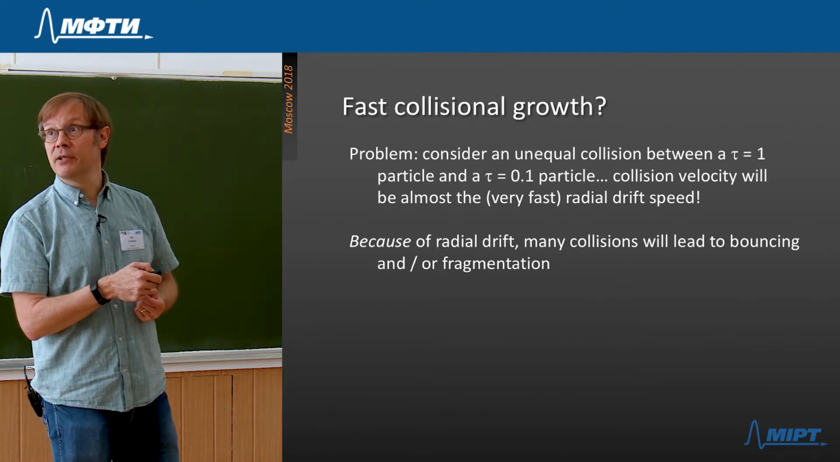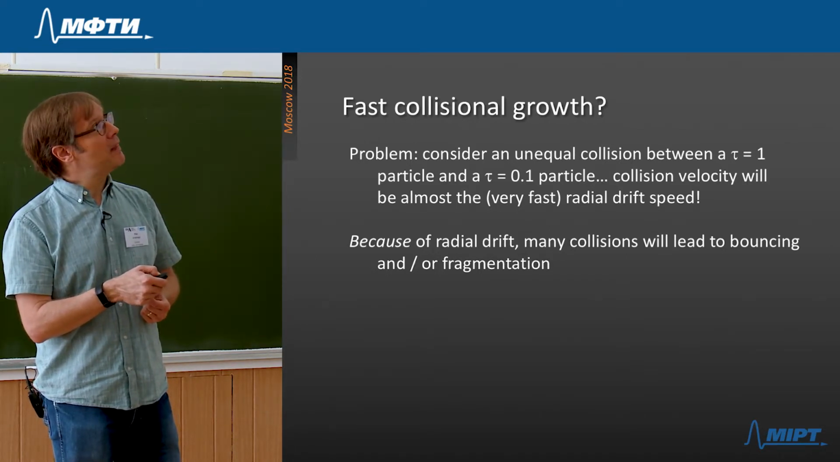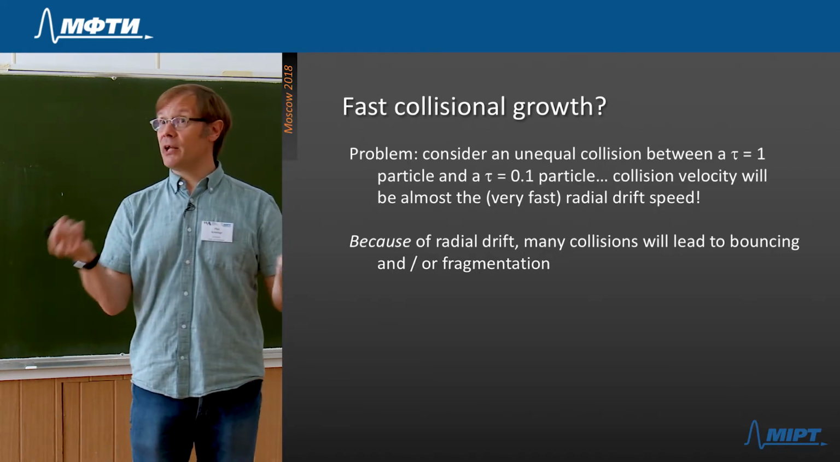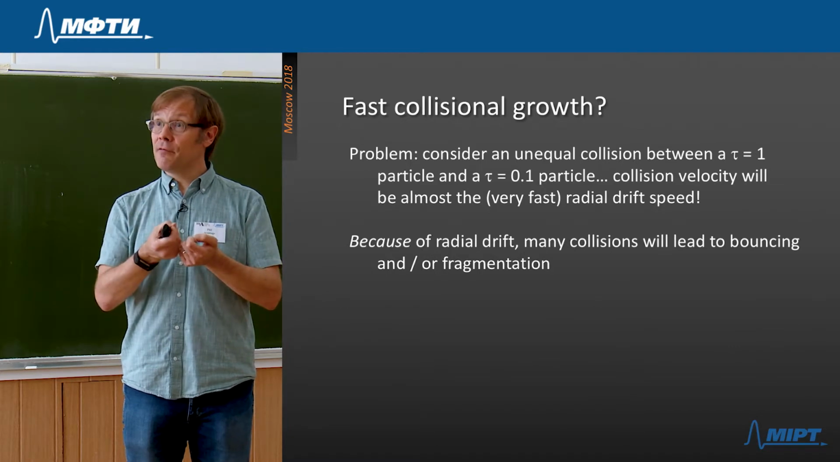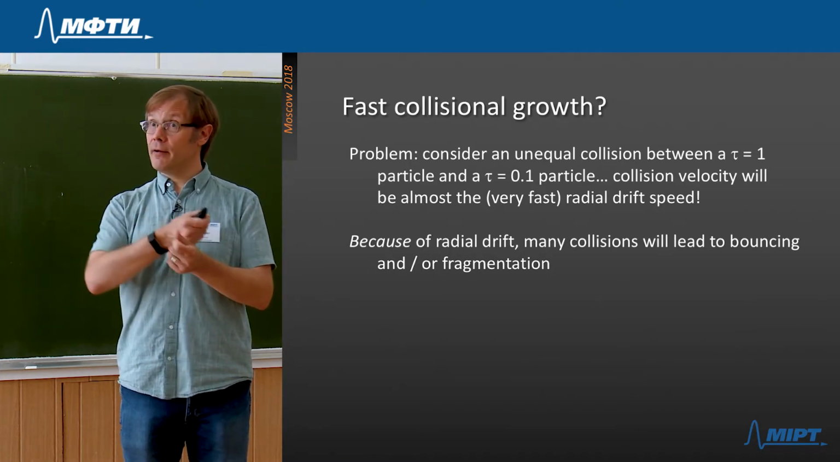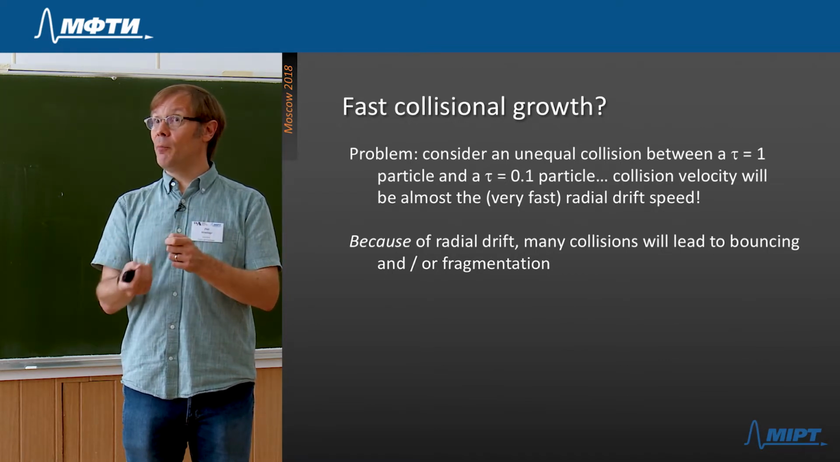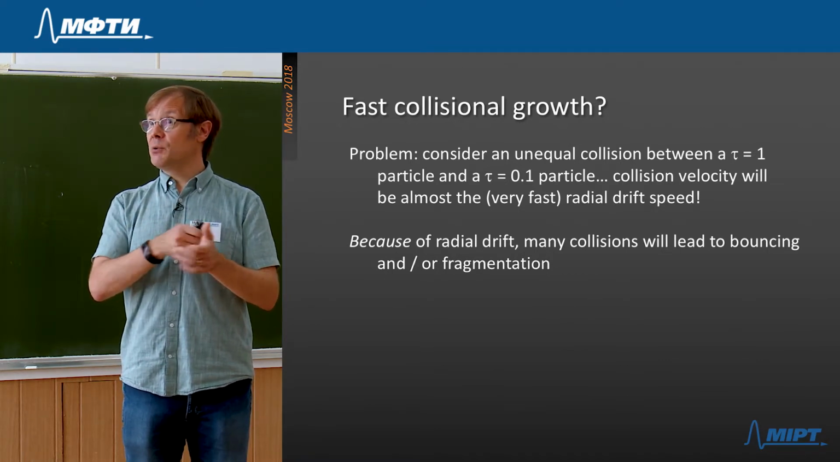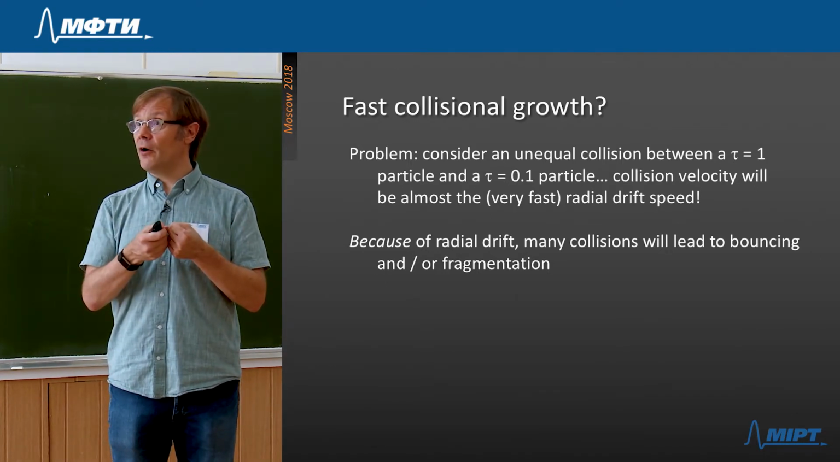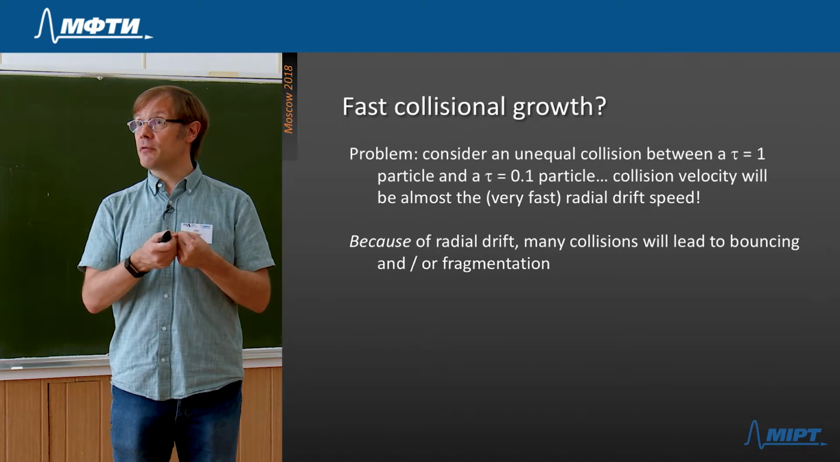So it has a smaller dimensionless stopping time. Okay. Well, in that case, the collision velocity will have a component, which can actually be a large component, coming from the radial drift itself. So the large particle will be drifting radially quite fast, the small particle much slower. So even if there's no turbulence to contribute to their collision velocity, they can have quite a large collision speed just due to the radial drift.